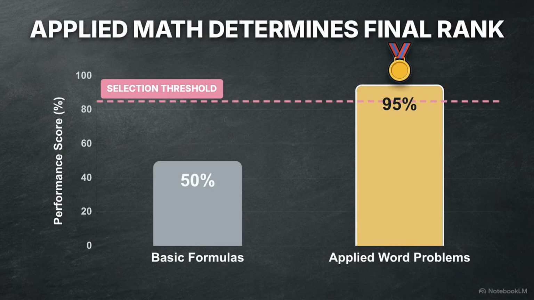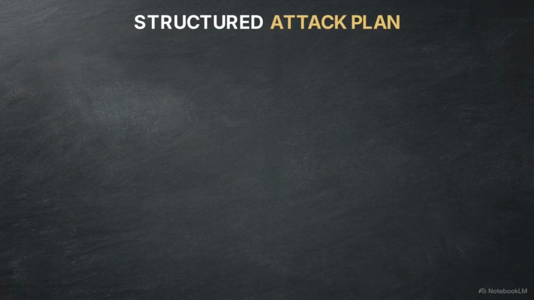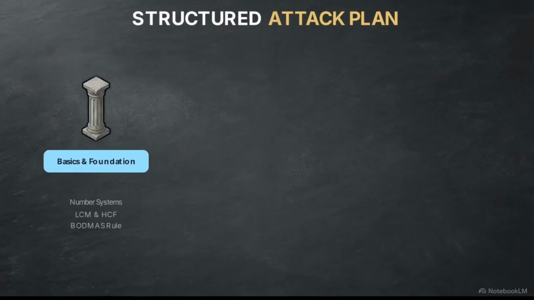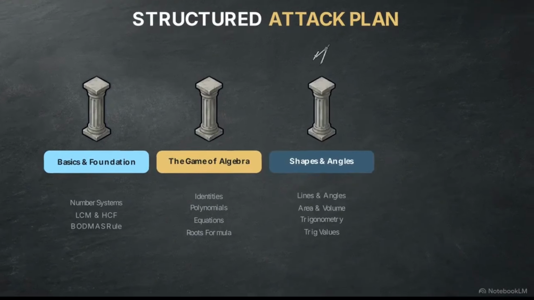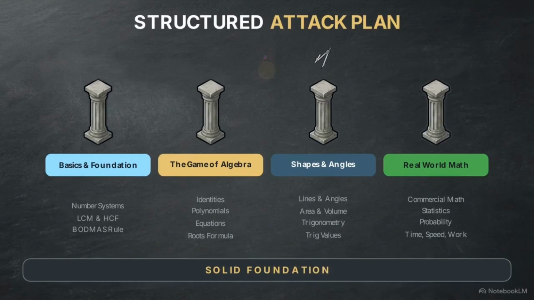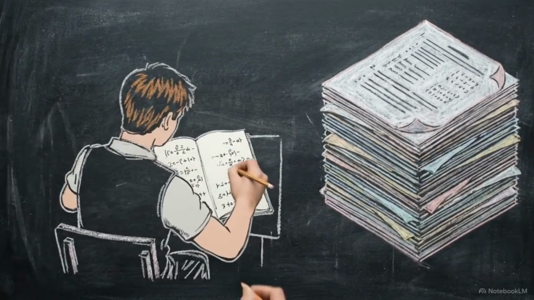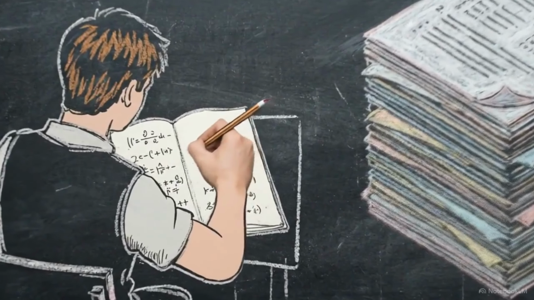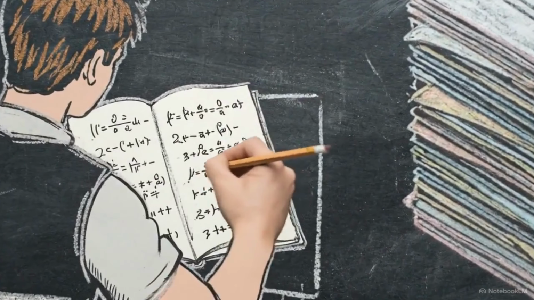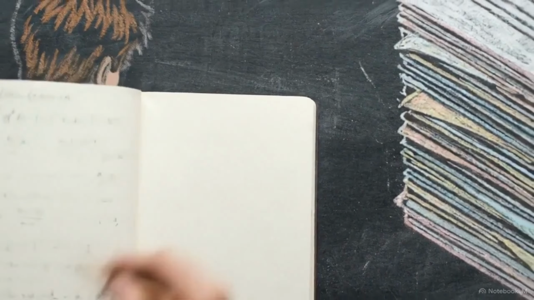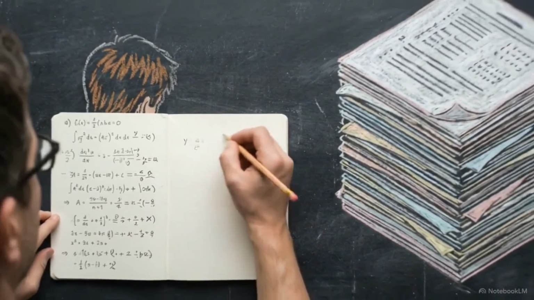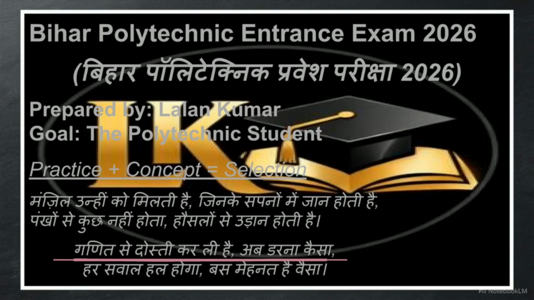The intimidating list is gone. You now have a structured attack plan built on 4 clear pillars: basics, algebra, shapes, and real-world math. Mapping the road is only the first step. Knowing the 4 pillars only works if you sit down and grind through past papers, executing the practice plus concept routine every single day. Read the text at the bottom of this final slide.